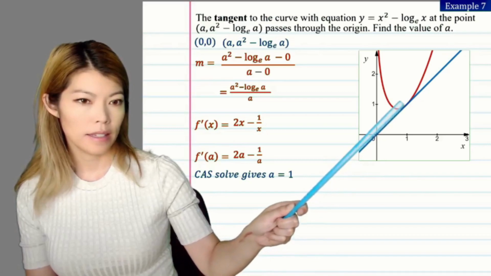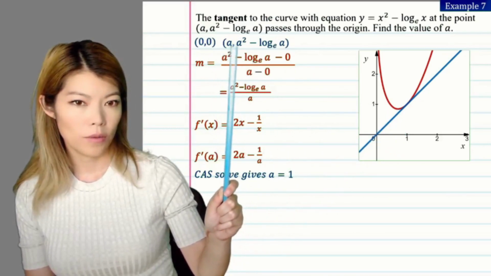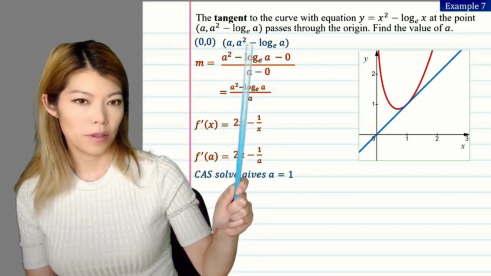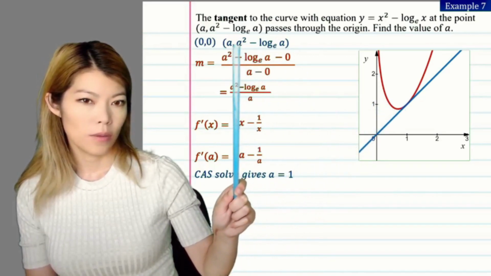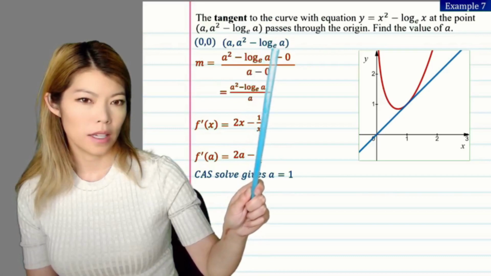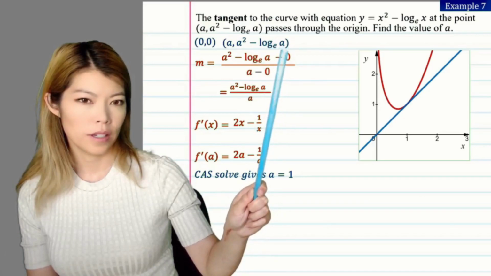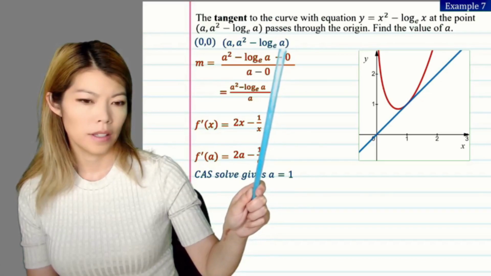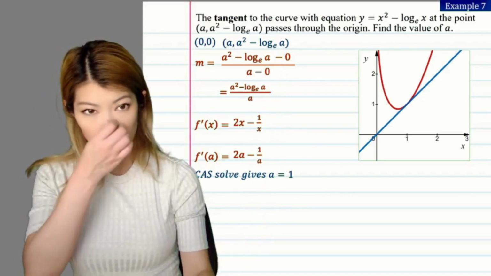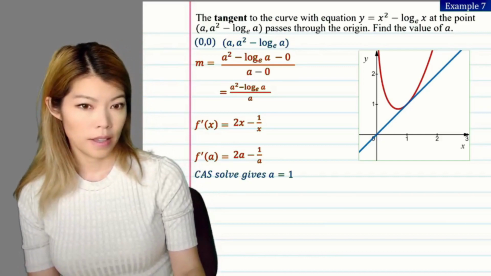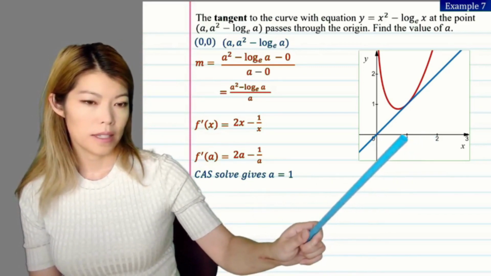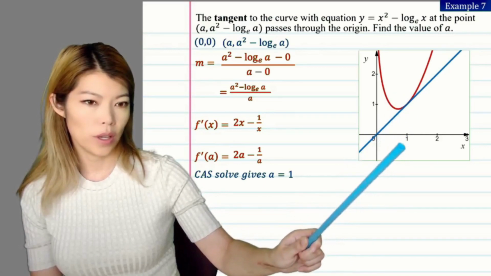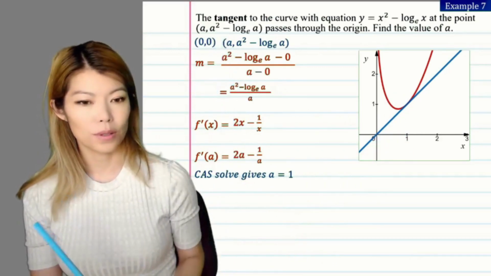When a is 1, see, 1 for our x value. And if you put 1 in there, you're also going to get 1. 1 squared minus log e 1. So the CAS gives x equals 1, or a equals 1, and we can see from the graph that's true. The x value here, or a, equals 1.